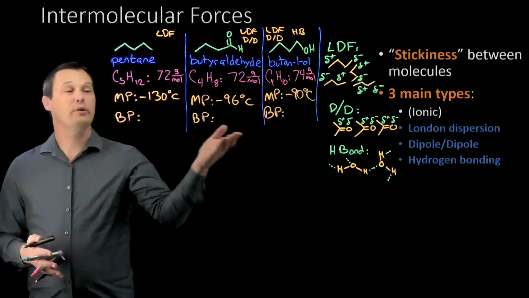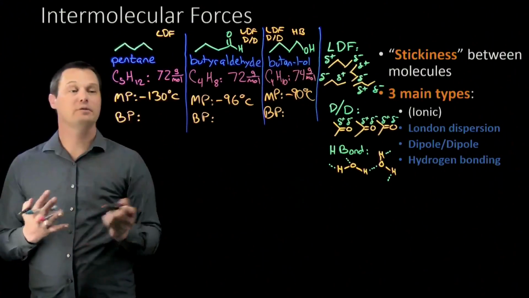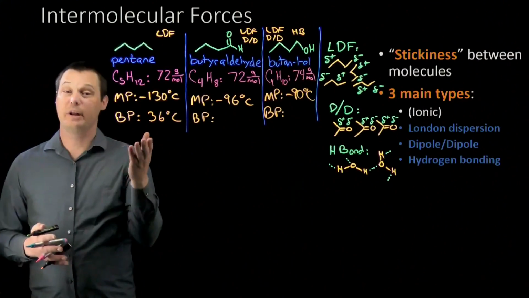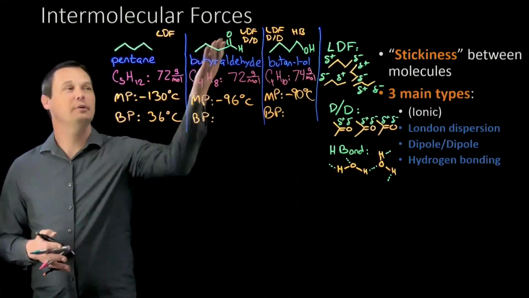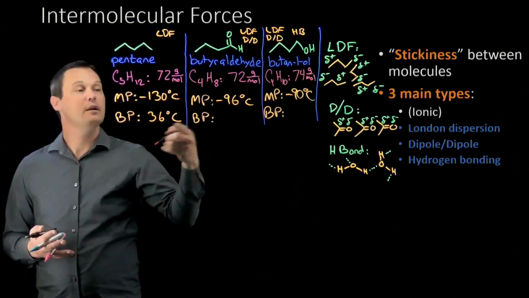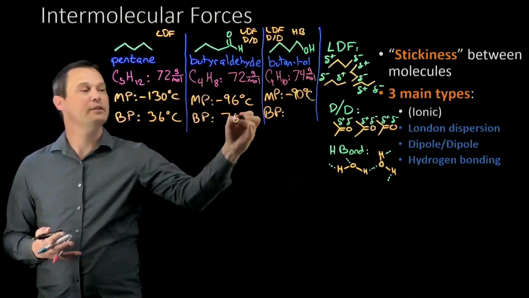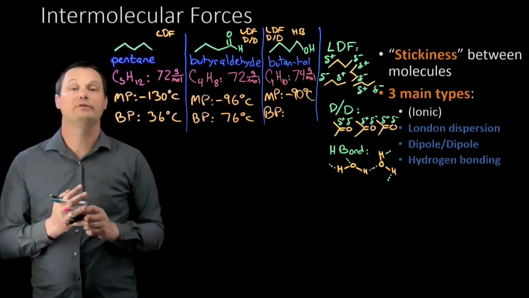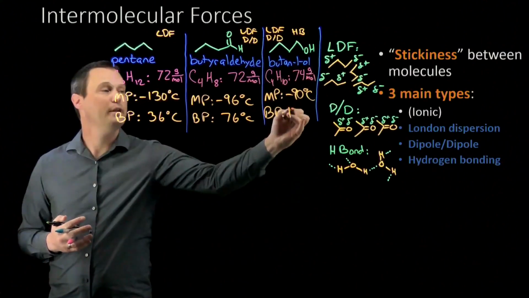The same thing is true with the boiling points. Pentane only has London dispersion forces available. The boiling point of pentane is around 36 degrees Celsius. It's a liquid at room temperature, but just barely. The stronger intermolecular forces available to butyraldehyde is going to increase the boiling point relative to pentane. The boiling point of butyraldehyde is 76 degrees Celsius. And finally, the molecules of butanol are the most stuck together with their hydrogen bonding interactions, and so they have the highest boiling point at 118 degrees Celsius.